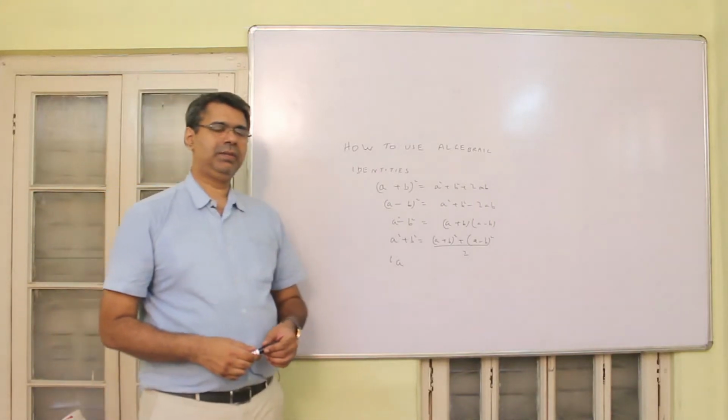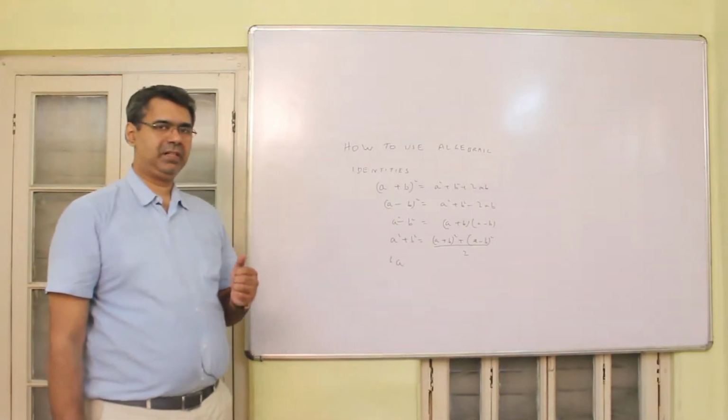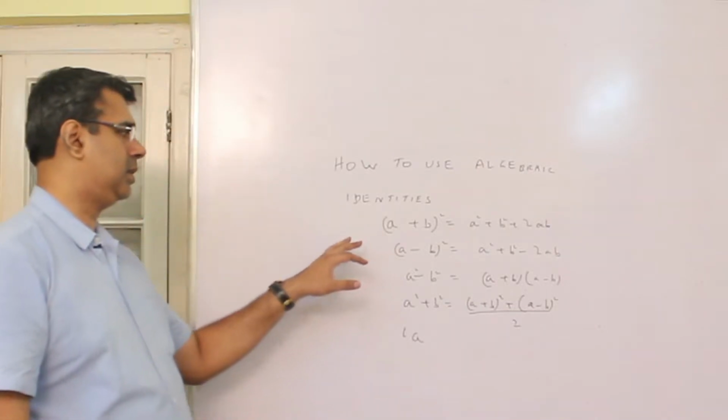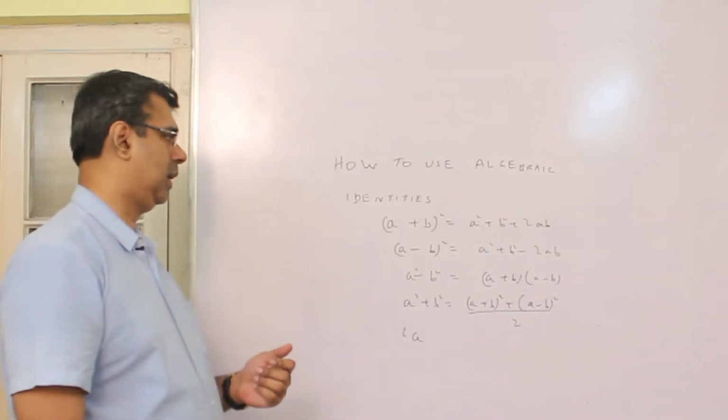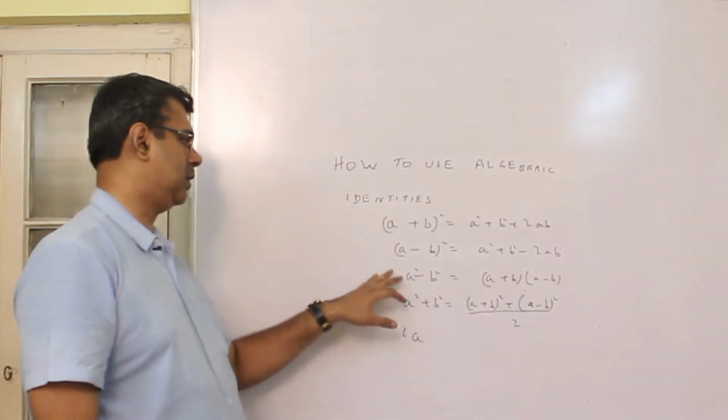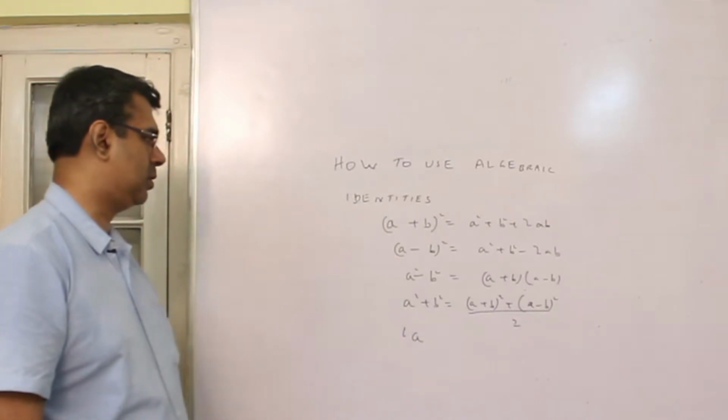Hello students, today we are going to learn how to use algebraic identities. The famous algebraic identities which you have been introduced to in class 7 and 8 are (a plus b) whole square, (a minus b) whole square and a square minus b square.